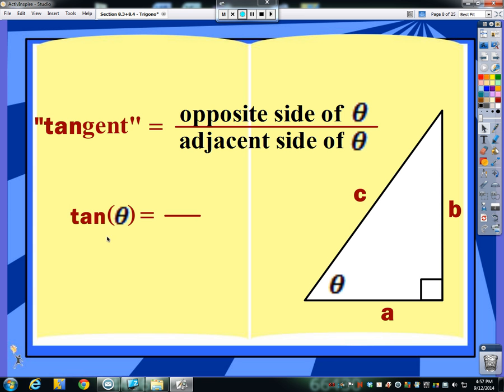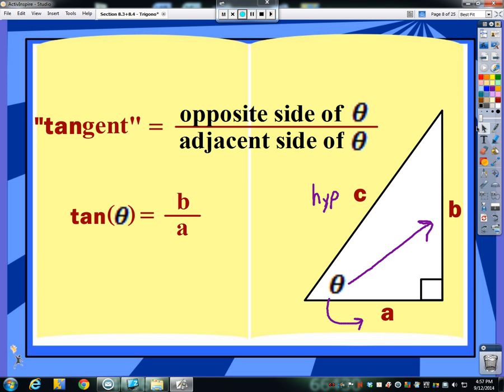Now, mathy-wise, we'd have tan of our theta angle. The opposite side of theta would be B, so our numerator would be B. And the adjacent side, remember, we already called C technically as our hypotenuse here, so the adjacent side would be A. So those are our main three ratios, sine, cosine, and tangent.